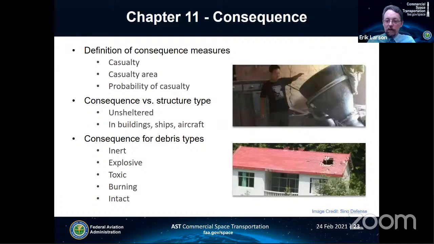And then some discussion of intact impacts and how to deal with those cases where certainly, especially a shallow angle impact produces some much larger casualty areas and hazard areas than when it breaks up or comes in more steeply. And let's move on to the next slide.